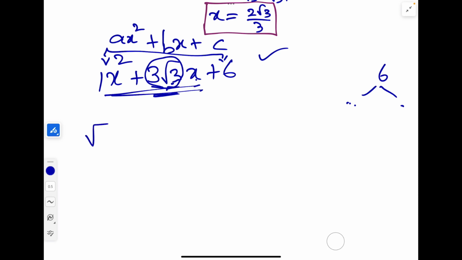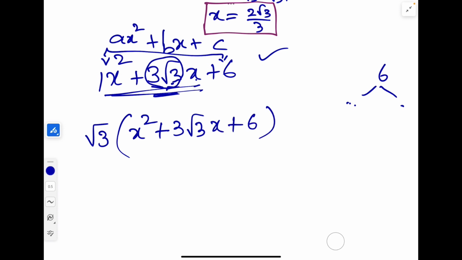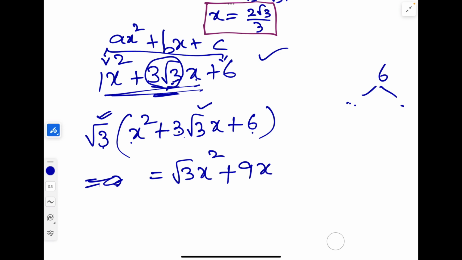Multiply the whole polynomial with root 3. I'm writing the polynomial, whatever they have given: x square plus 3 root 3x plus 6. Now we have multiplied with root 3. Now open the bracket. Root 3x square plus 3 into root 3 is 3, 3 into 3 is 9, so 9x, plus 6 into root 3 is 6 root 3.